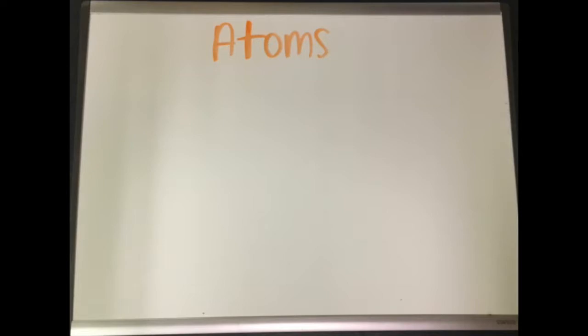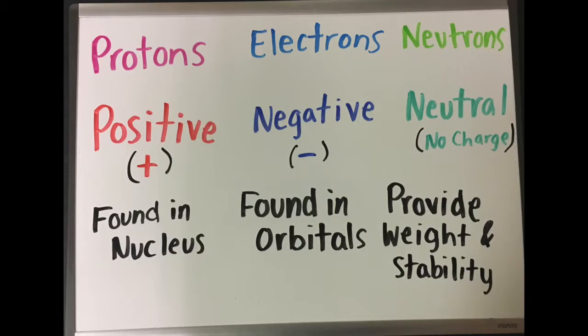Atoms can have a positive, negative, or neutral charge. Atoms are made of three types of particles: protons, neutrons, and electrons. Protons are positively charged and found in the nucleus of an atom. Neutrons have a neutral charge, neither positive nor negative, and are also found in the nucleus of an atom alongside the proton. They provide weight and stability. Lastly, electrons, which have a negative charge, are found outside the nucleus in something called the orbitals. Atoms have multiple orbitals to fit all of the electrons.